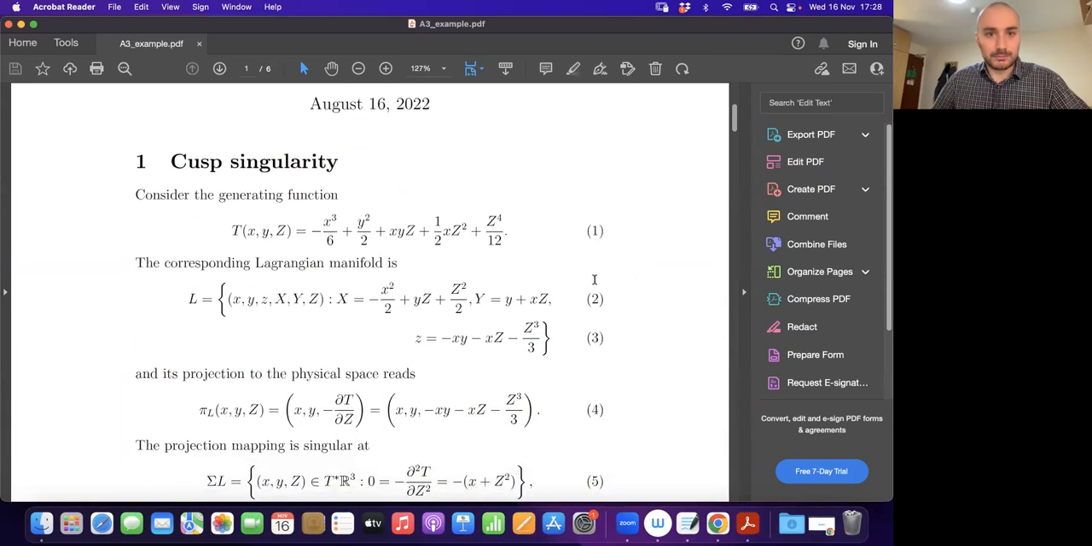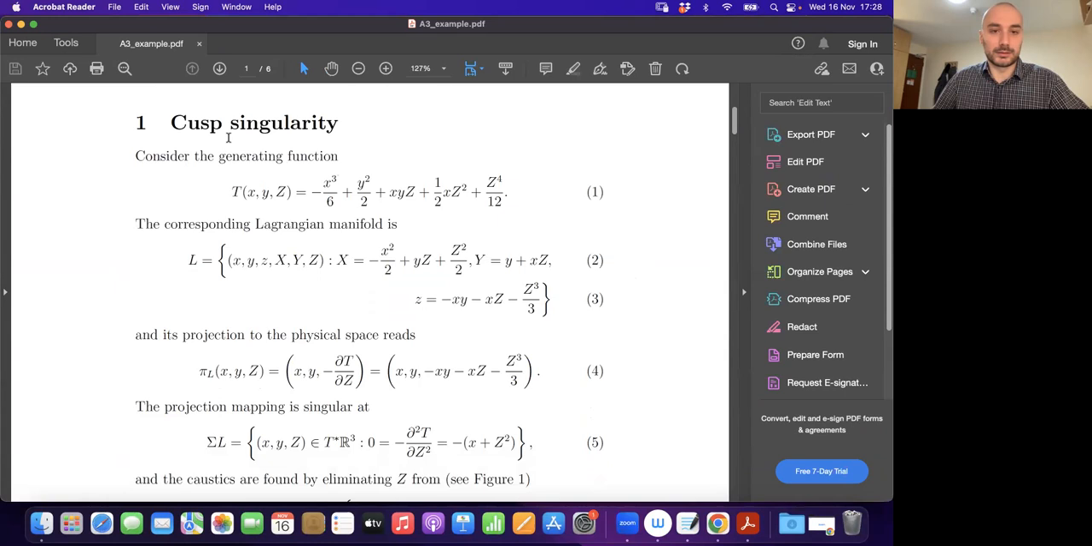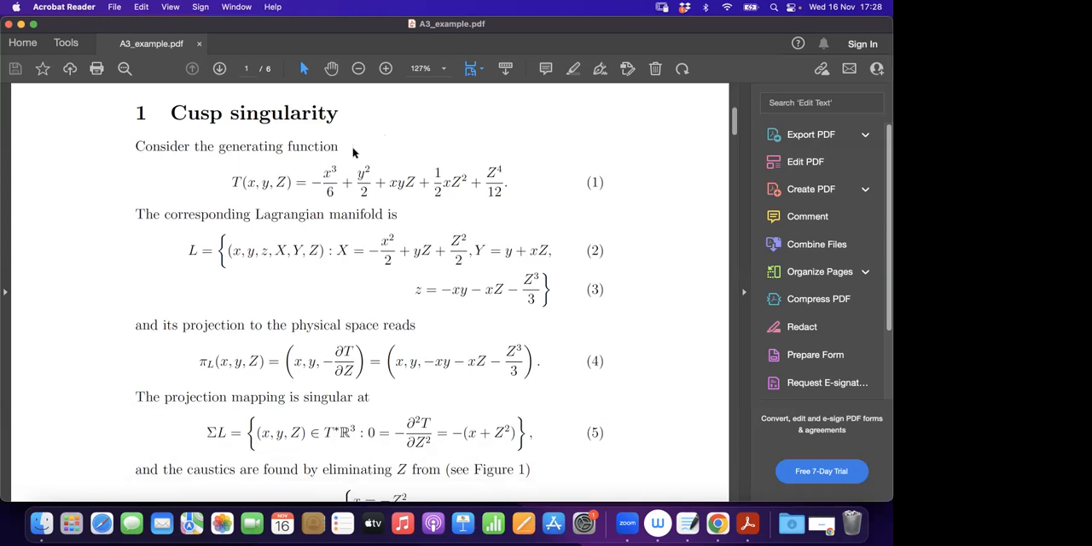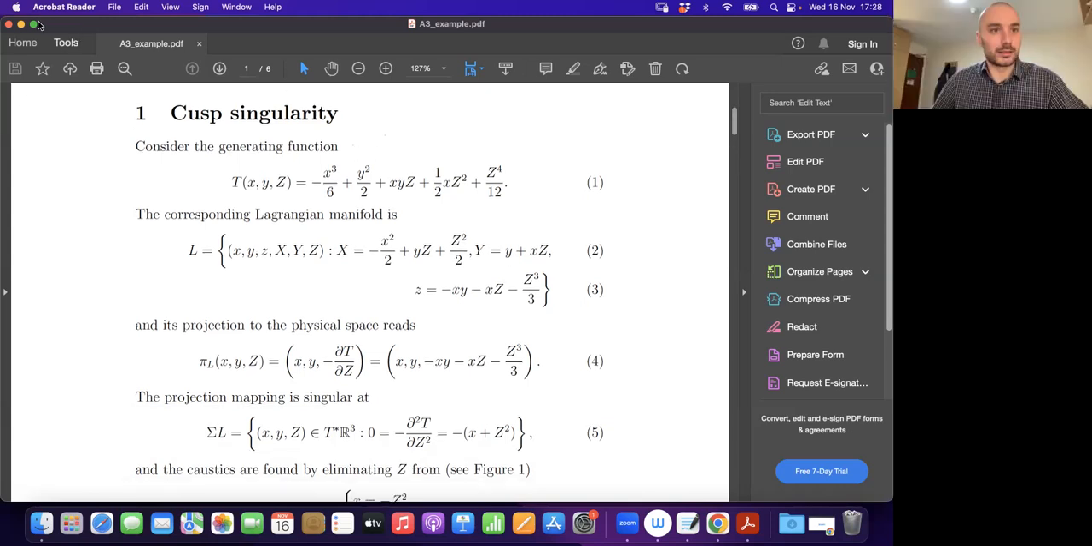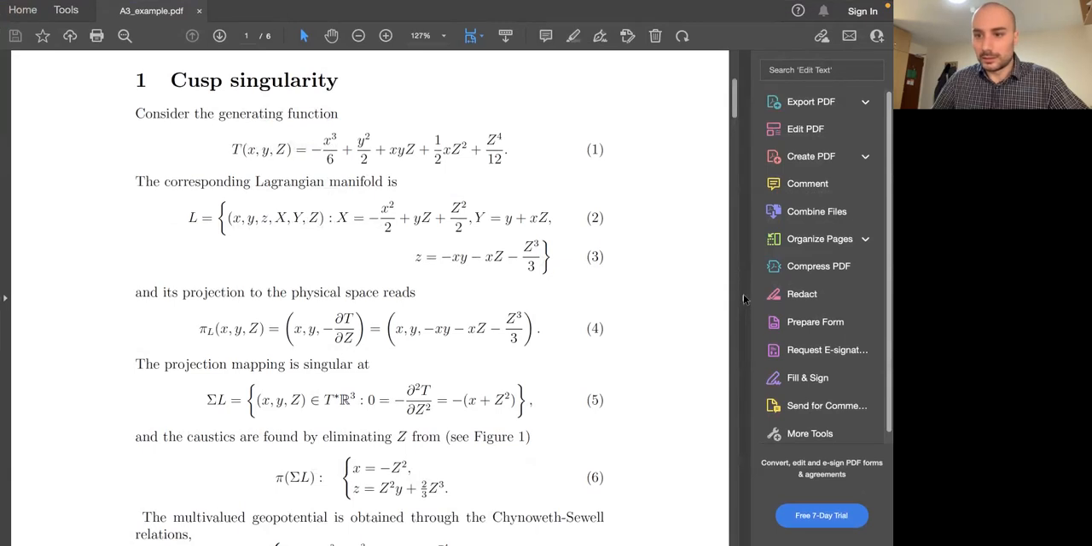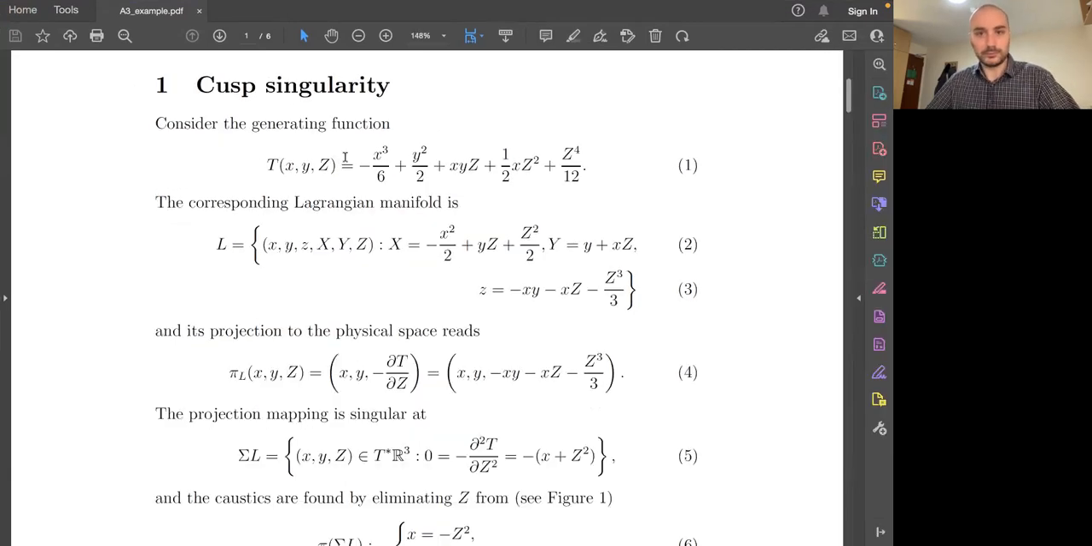So the next step in complexity is the cusp singularity, right? Can you make it full screen? Yes. Okay, so this is the next step in complexity if we want to study singularities. This is the cusp. This is a generating function for the cusp singularity.